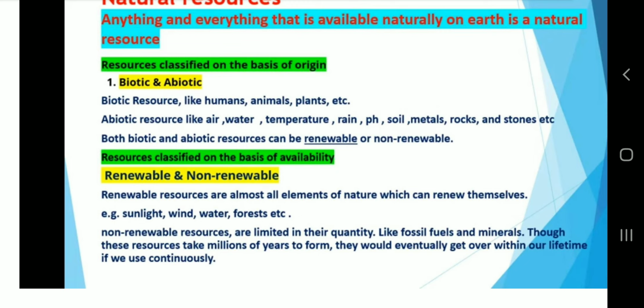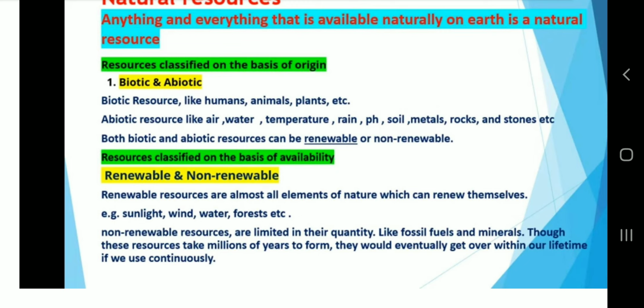Whereas in case of renewable like sunlight, wind, water and forest, they renew themselves. Again, one more category has to be added over here: potentially renewable resource. Why potentially renewable resource? Because water, especially drinking water, and forest resource are categorized under potentially renewable resources. This is the subcategory of renewable resource. Renewable can be two types: one is normal renewable resources, one is potentially renewable resources.